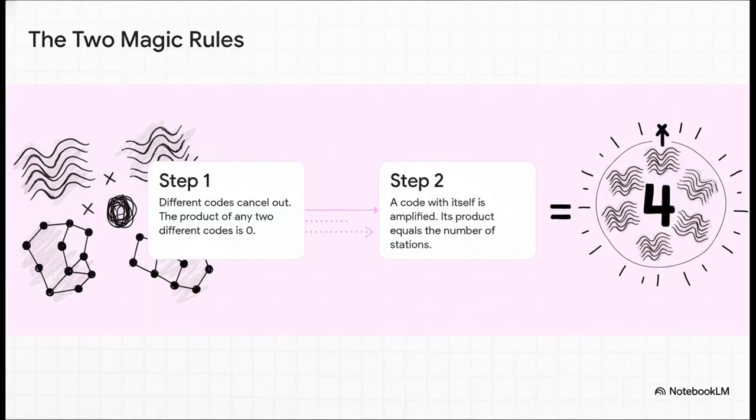And this right here shows you the 2 simple rules that make them so special. Rule number 1: if you multiply any 2 different codes together, say C1 and C2, the result is always 0. They just completely cancel each other out. Rule number 2: if you multiply a code by itself, the result is simply the number of stations. So in our example, C1 times C1 equals 4.